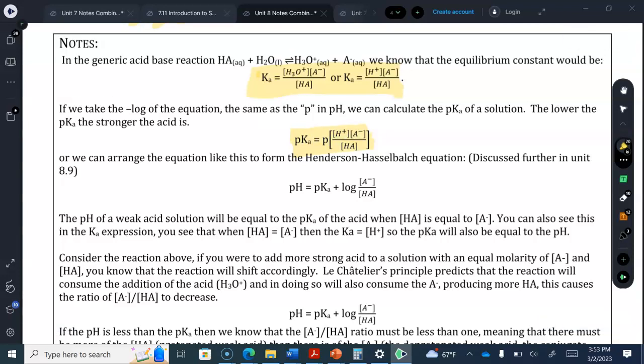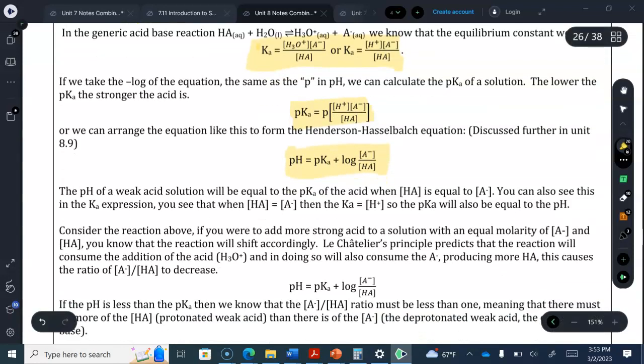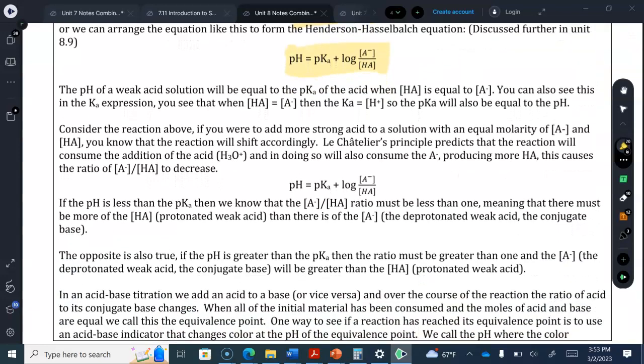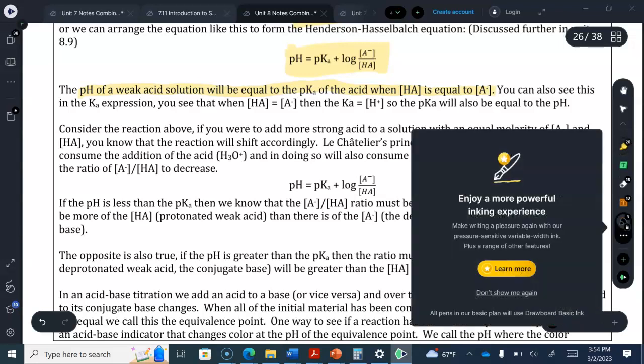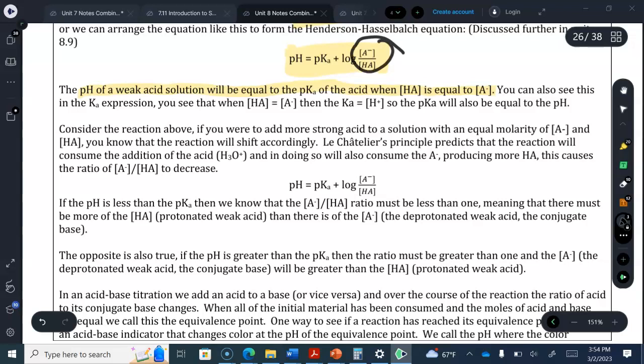We can rearrange the equation like this below to show the Henderson-Hasselbalch equation, which we will come back to again in 8.9, but it's useful to discuss it here as well. The pH of a weak acid solution will be equal to the pKa of the acid when HA is equal to A-. So if those two are equal, this ratio is 1, this term drops out, and it tells us that pH is pKa. This happens when we are at the half equivalence point.